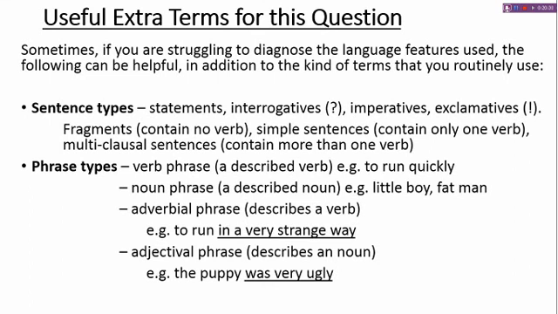You've got an adverbial phrase which describes a verb. So, for example, to run in a very strange way. The underlined section there, obviously, is the adverbial phrase, the phrase that is describing that verb, describing how that verb is happening. And relatedly, an adjectival phrase, one which describes a noun. For example, the puppy was very ugly. If you had simply said the ugly puppy, it would be just an adjective. But because you're actually making a phrase out of that, it's the phrase that's doing the job, so it's an adjectival phrase.